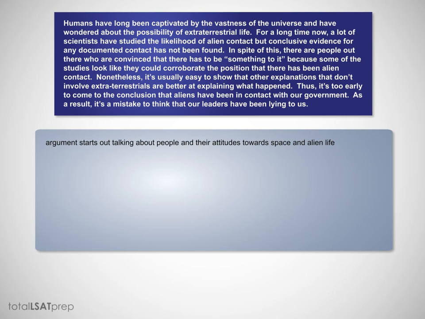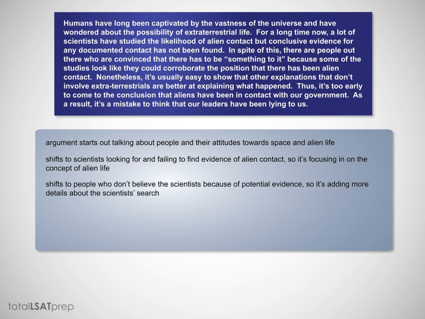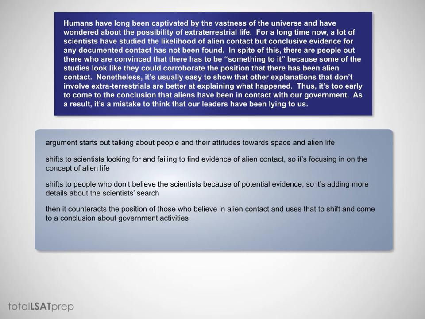Here, the argument starts out talking about people and their attitudes towards space and alien life. It then shifts to scientists looking for and failing to find evidence of alien contact, so it's focusing in on the concept of alien life. It then shifts to people who don't believe the scientists because of potential evidence, so it's adding more detail about the scientist's search. Then it counteracts the position of those who believe in alien contact and uses that to shift and come to a conclusion about government activities. And finally shifts again and comes to the overall conclusion about our attitudes towards the government.